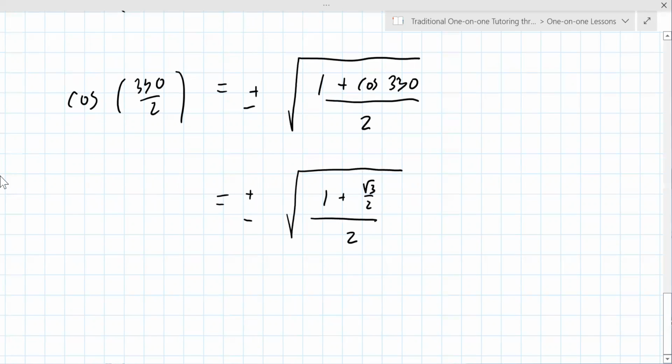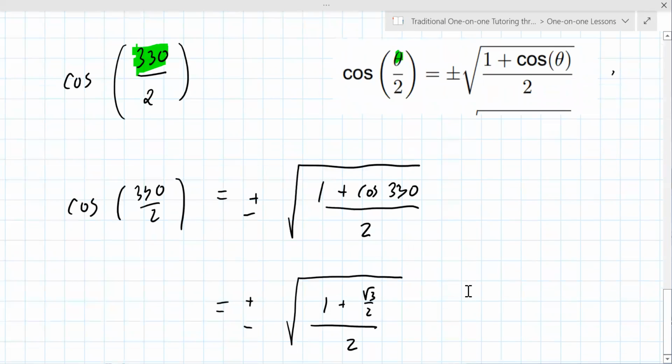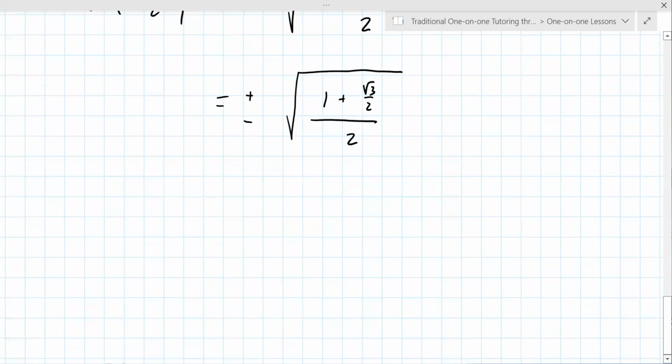Now, it's almost exactly the same as the last problem, except it was a minus instead of a plus. It's exactly the same, so we don't need to repeat all the steps, but you can see it reduces down to this. It reduces to plus or minus the square root of 2 plus square root of 3, all over 2, like that.